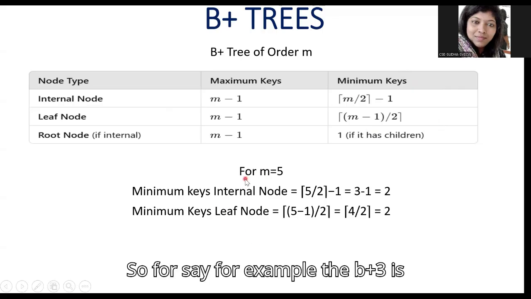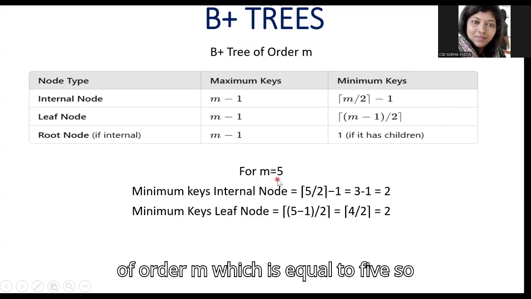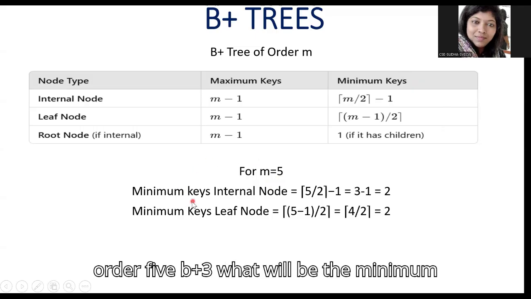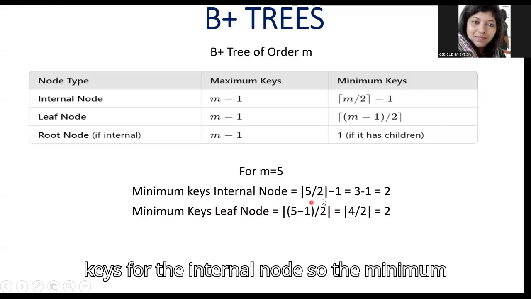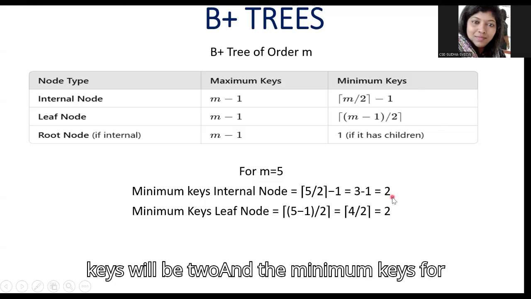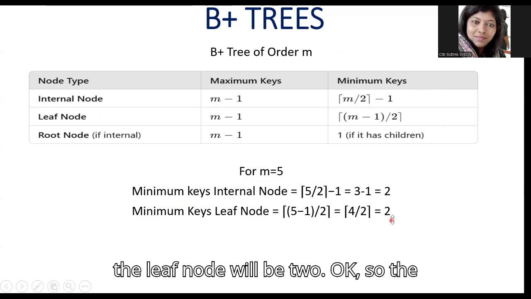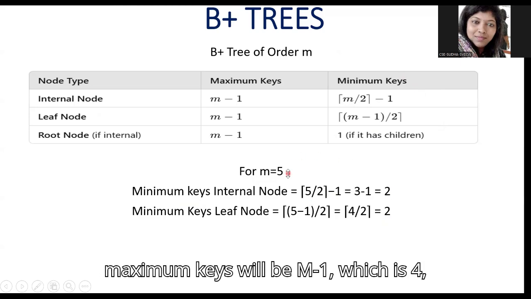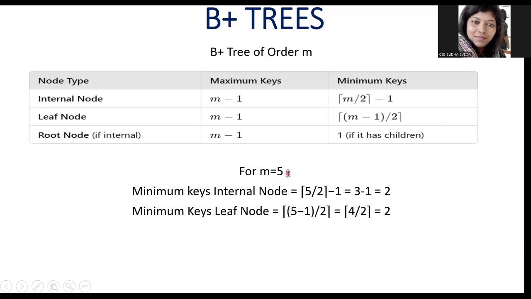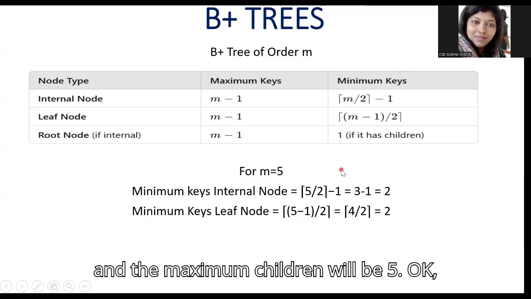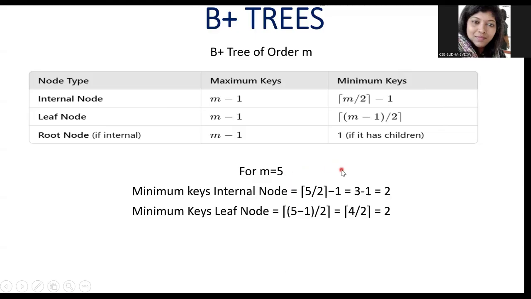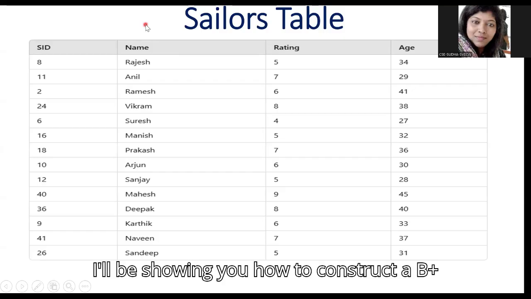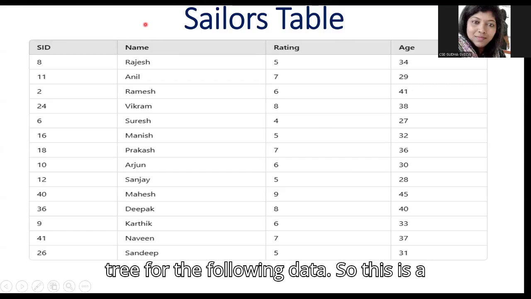For example, say the B plus tree is of order m equal to 5, so an order 5 B plus tree. What will be the minimum keys for the internal node? The minimum keys will be 2, and the minimum keys for the leaf node will be 2. The maximum keys will be m minus 1, which is 4, and the maximum children will be 5. Now I'll show you how to construct a B plus tree for the following data.